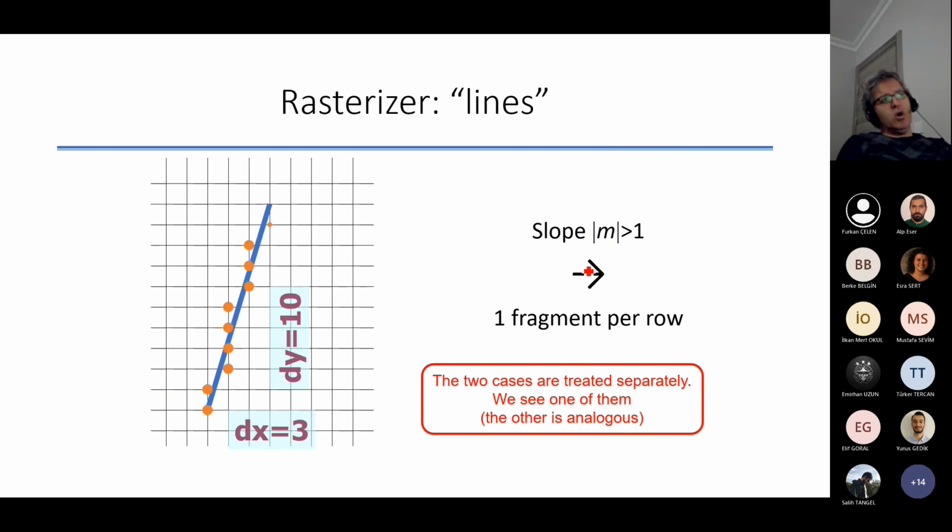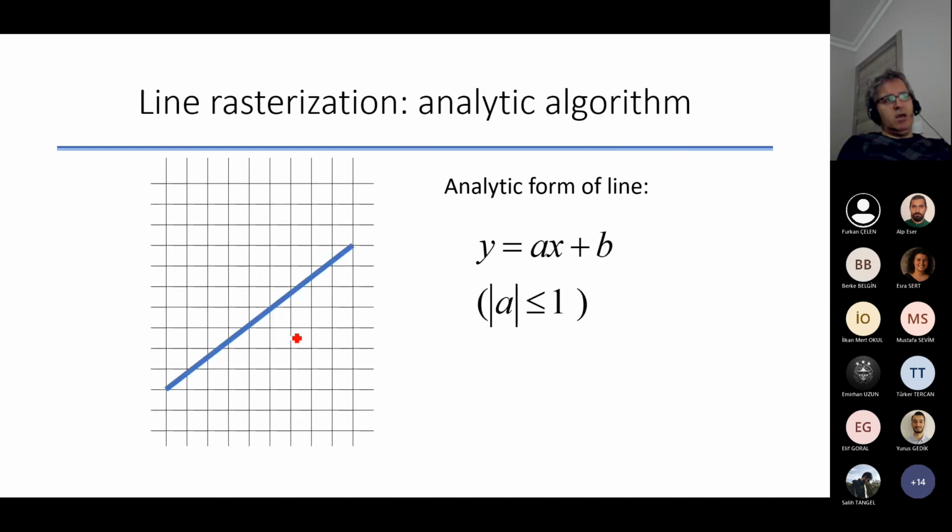So you have 2 options here. You have slope larger than 1, and slopes smaller than or equal to 1. And you have these 2 algorithms, or 2 approaches, very simply defining the line for you.